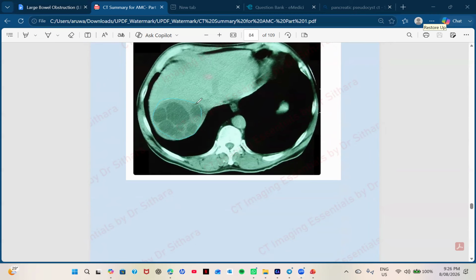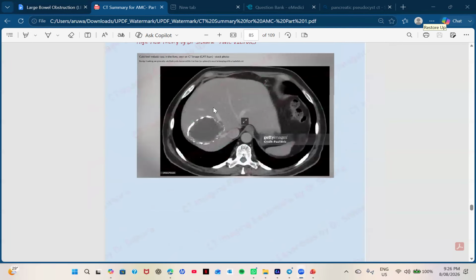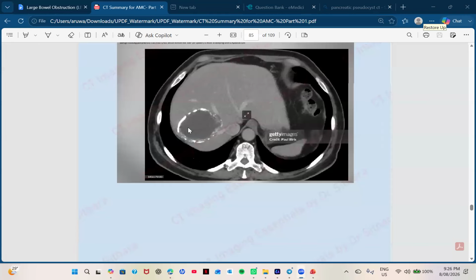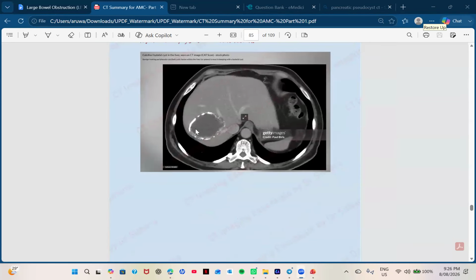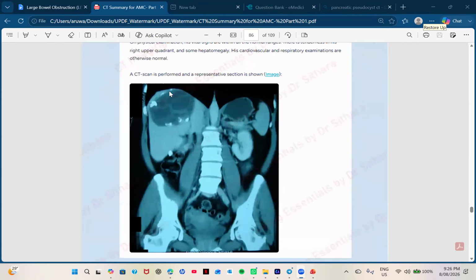Mom is here. Inside her there are daughters, right? Here's the mom, and inside her belly there are daughters. So you can see the daughter cysts here. The daughter cysts, we call it septation, right? And here you can see the calcified rim, the calcified hydatid rim. So here also you can see the daughter cyst.